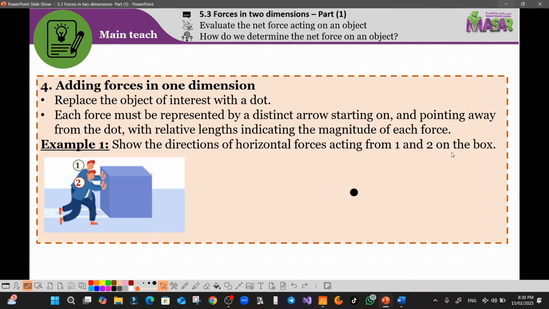Now, since we are interested in the box, we draw a dot. This dot will represent my box. The forces acting are two to the right. However, we cannot tell if F1 is greater than F2, so let's ignore the magnitude for now. Let's assume that the force provided by the first student is less than the force provided by the second student. However, in the question, they will clarify which force is stronger, so we can draw the relative length in a more accurate way.